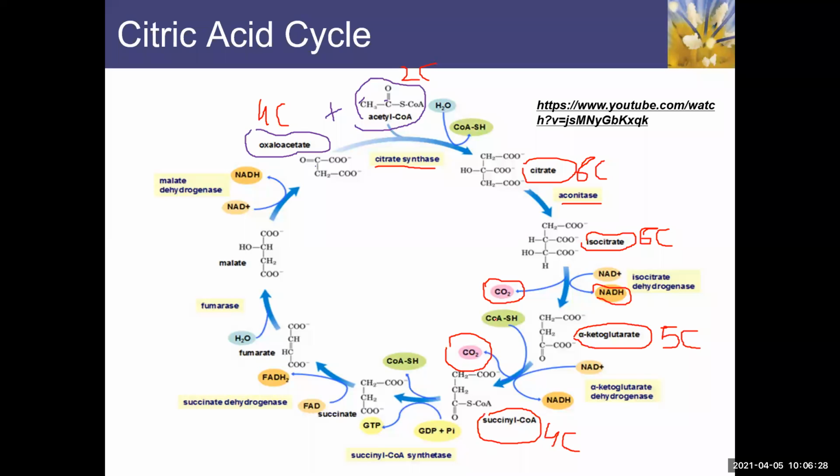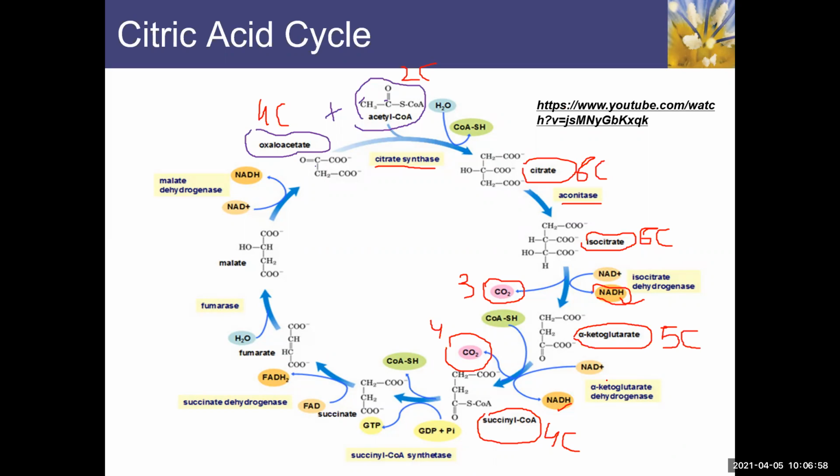So these two steps are essential, step number 3 and step number 4, right? Why are they essential? Because these are the two places where carbon dioxide is coming out, and these are the two places where your NADH is also formed, which we are looking for. We're looking for NADH, right? So that's why I said that these two steps are very important. Step number 3 and step number 4.